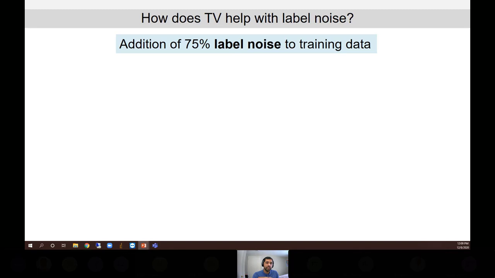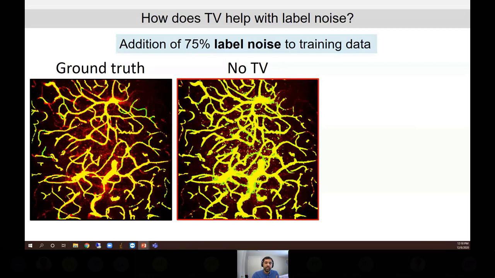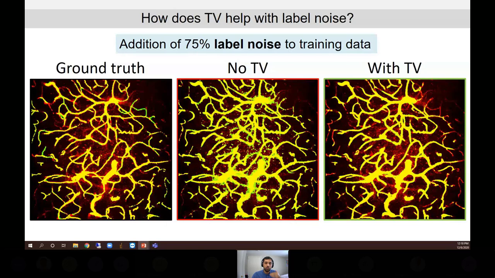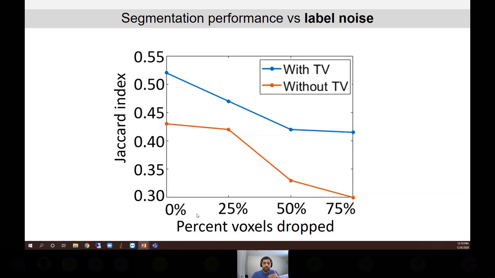And we train our deep neural network with this extremely noisy ground truth. We found that without TV, we get severely noisy predictions, whereas with the total variation term in our loss, we get very nice and smooth predictions. Quantitatively, when we test with different levels of noise ranging from 0 to 75%, we consistently get better performance with TV regularization.